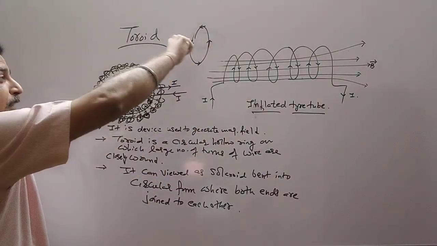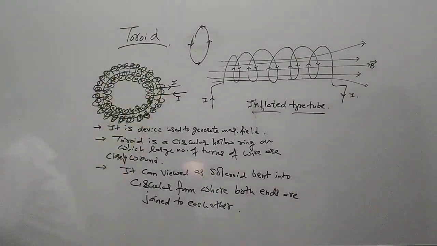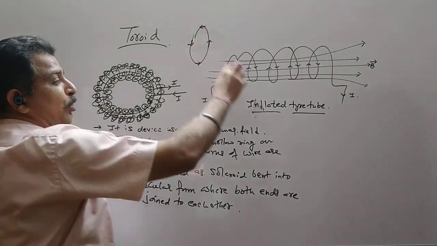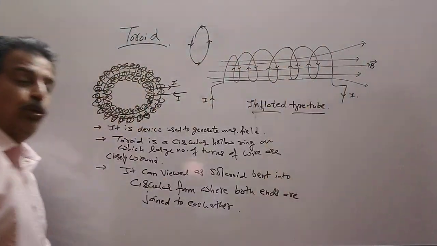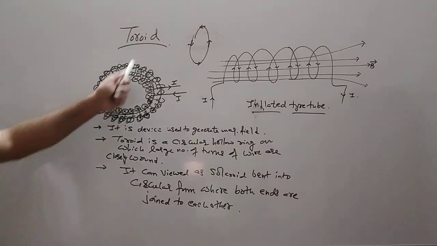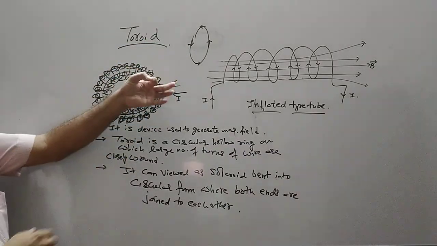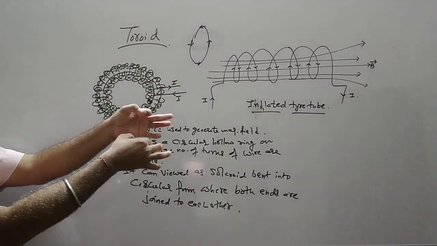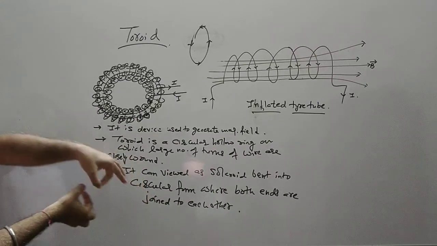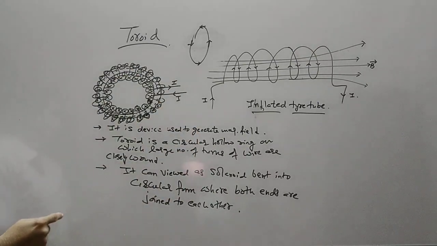Now the number of rings are given a shape of a circle. Here the number of rings were placed close to each other, or parallel to each other. This is one ring. So how will the toroid be formed? One ring, second ring, below that third ring, fourth ring, like this. So there will be circular rings.